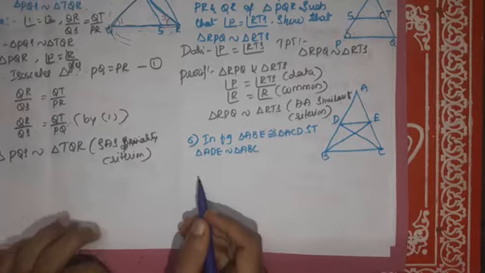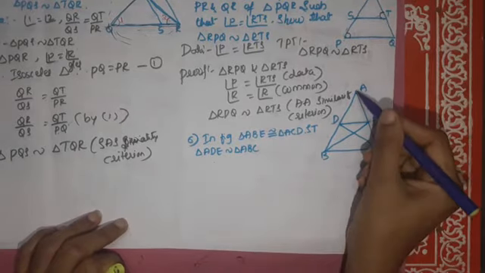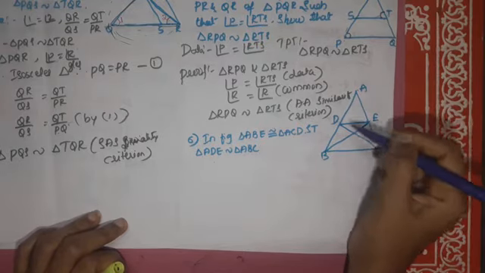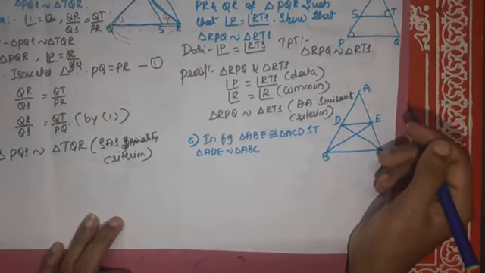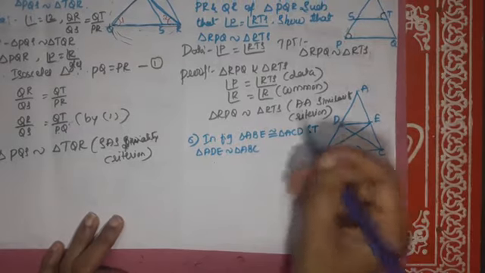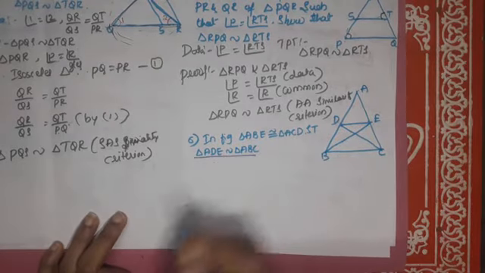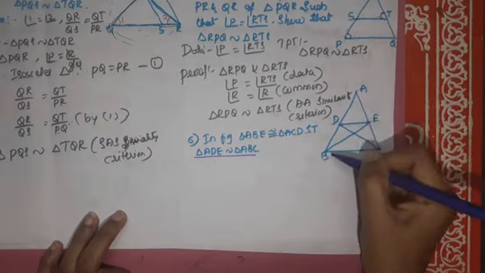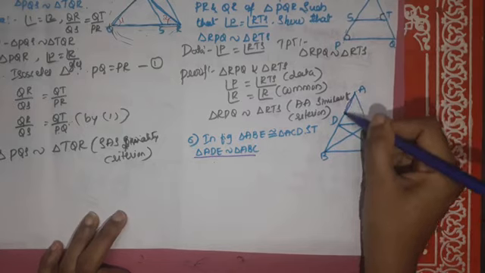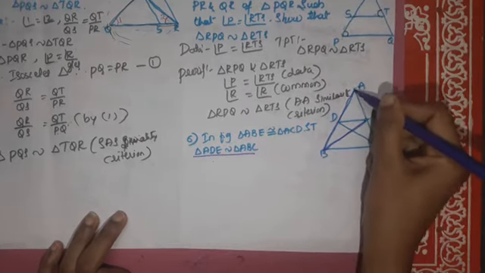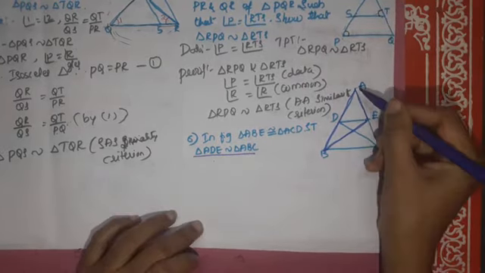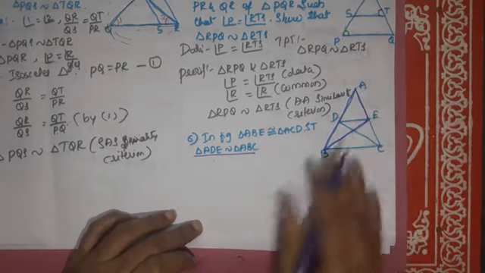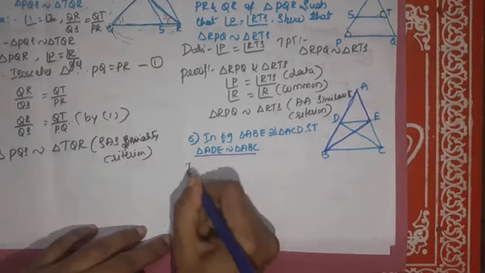So next, 6th question. In the given figure, ABE is congruent to ACD. Congruent means corresponding sides and angles are equal. Then here we need to prove this one. So here in this case, triangle ABE and another one, ACD.